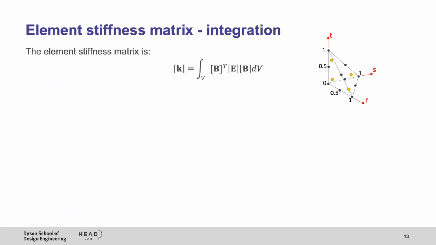Okay, I have skipped a few steps here. So I've not shown really how we have come up with this integral, but you know the terms inside this integral. Essentially this integral includes the B matrix I introduced before and the constitutive model. And this is an integral over the volume of the entire element. What it gives us is the element stiffness matrix.